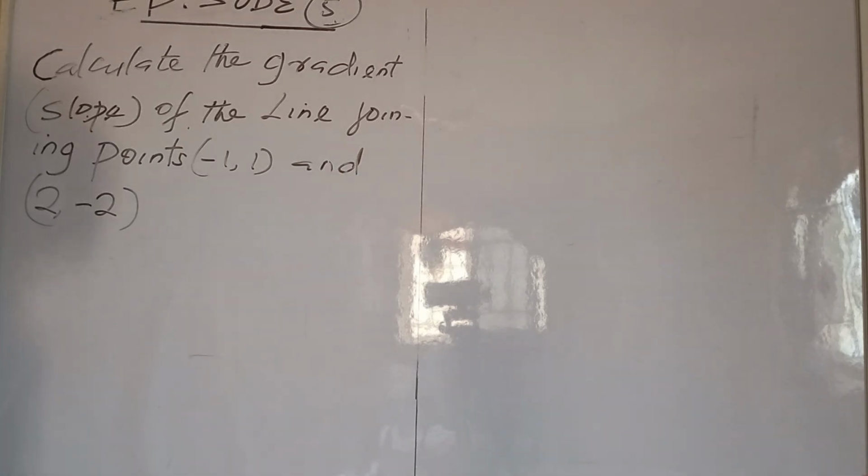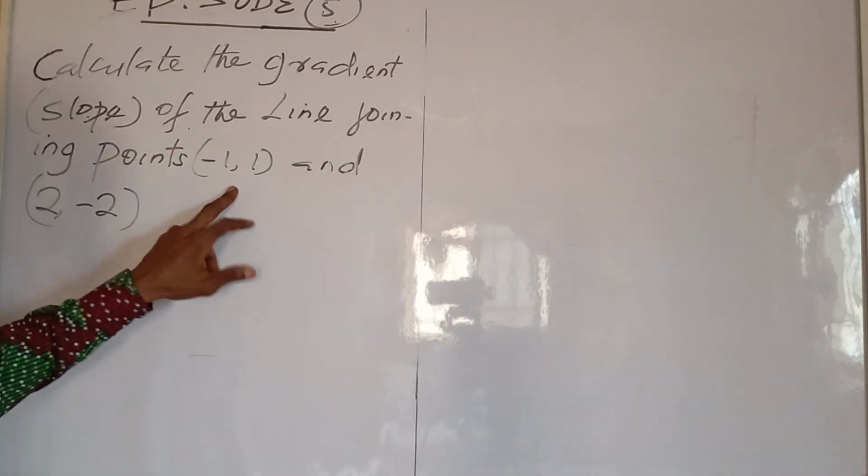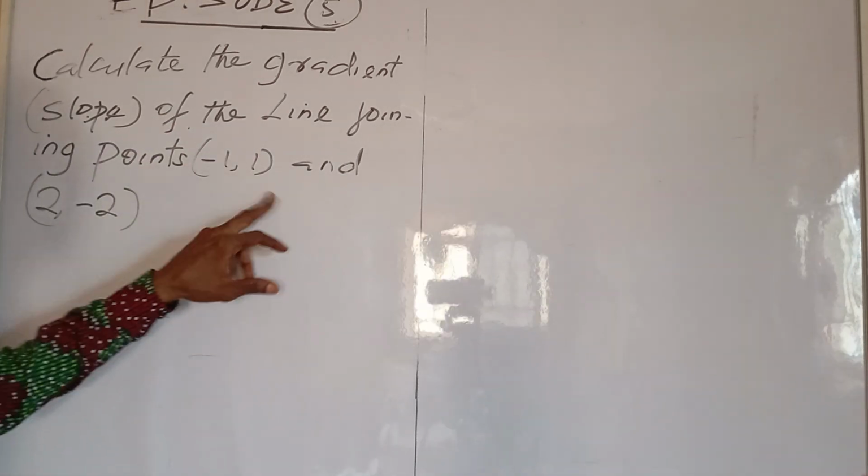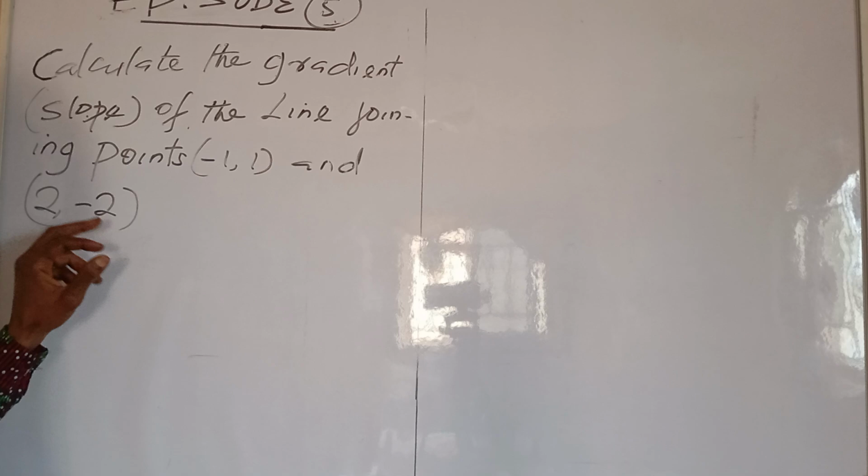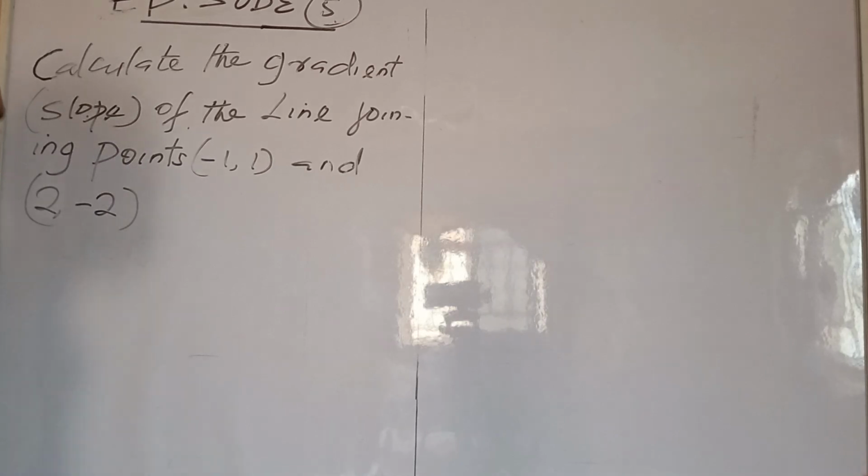As a matter of fact, this question is from coordinate geometry. That's where the question is being drawn from. Here we are asked to calculate the gradient of the line joining the point (-1, 1) and the point (2, -2).